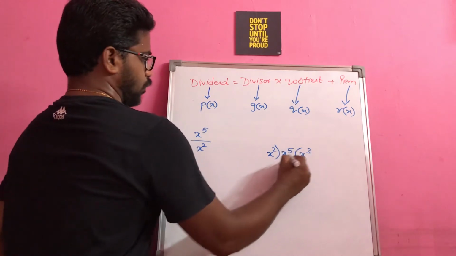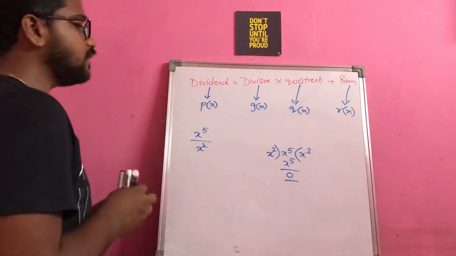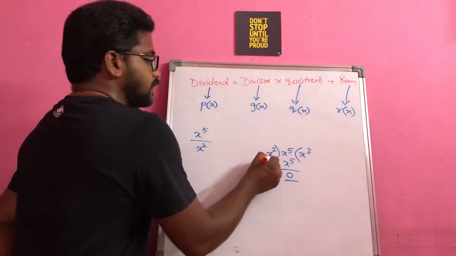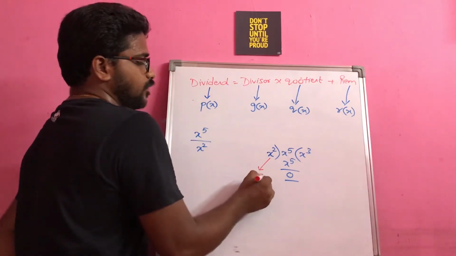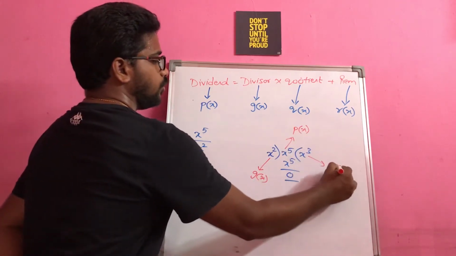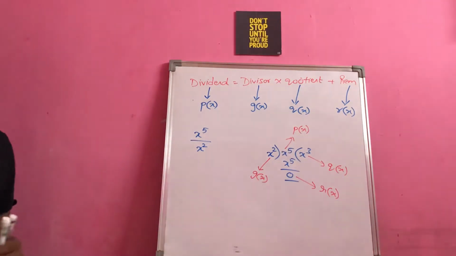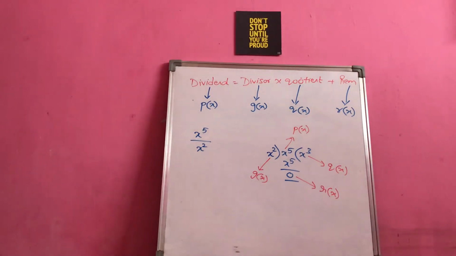I will be getting x cube, and for x power 5 you are getting 0. Now as we already discussed, this is the divisor, so I can give the name g of x. This is the dividend, so p of x. This is the quotient, so q of x, and this is r of x. Just by observing these terms, you can come to one conclusion: the remainder is 0, which means the dividend is exactly divisible by the divisor. This is one conclusion you can get from this.